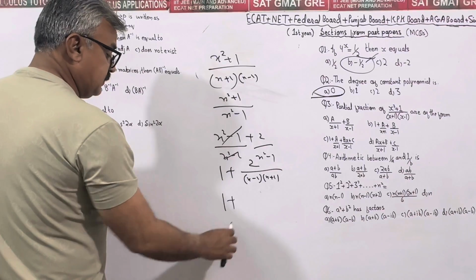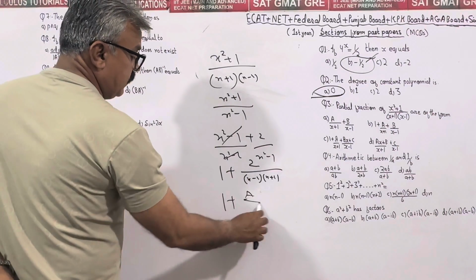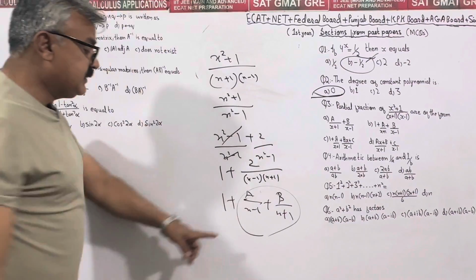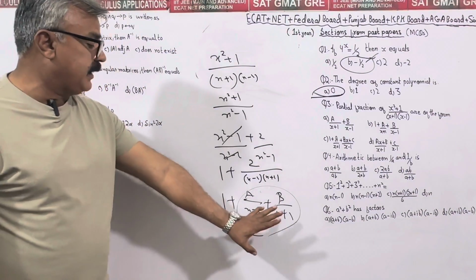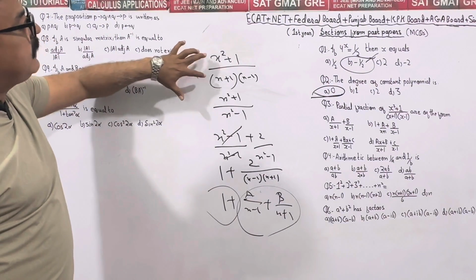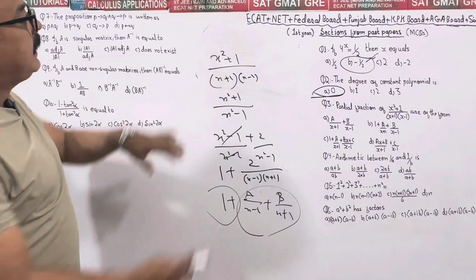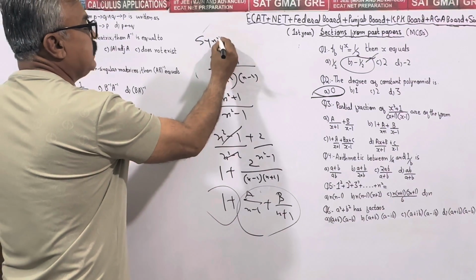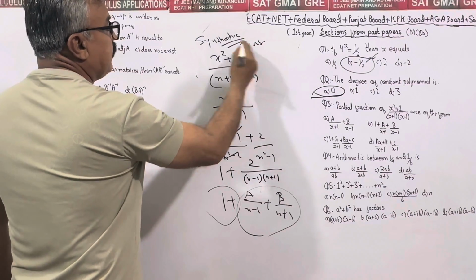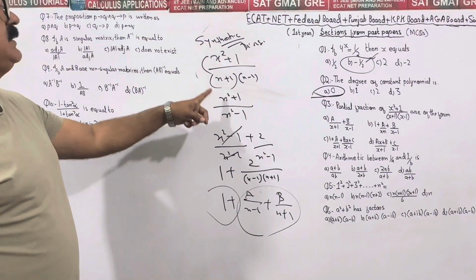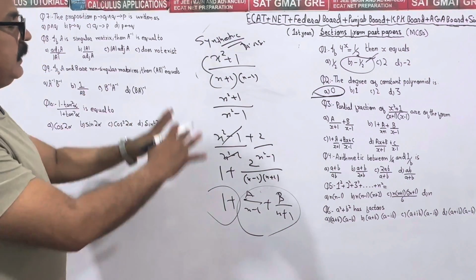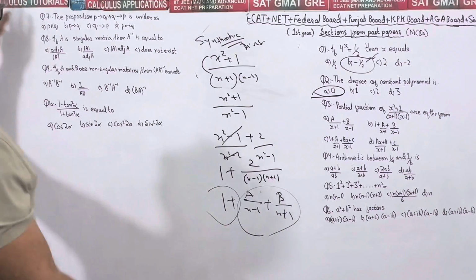So the required partial fractions are 1 plus a over the first bracket, b over the second bracket. Brackets are interchangeable, x plus 1 here, x minus 1 there, it's okay. But don't forget: the degrees of numerator and denominator are equal, so first apply synthetic division, then partial fraction. If the degree of the numerator is greater than the denominator, still apply synthetic division. Then look for partial fraction if possible.